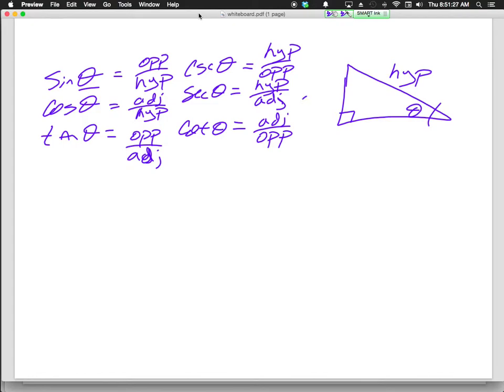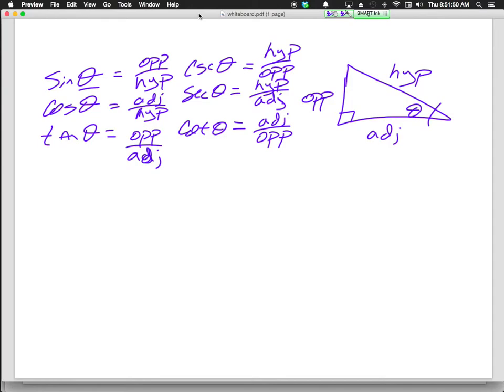Opposite is the vertical. Okay, Kaylee, how do you know that that's the opposite side? Because it's across from the angle we're dealing with. Good. Which means the other side has to be adjacent. Now, what's something that the opposite side does not do that the other two sides do?